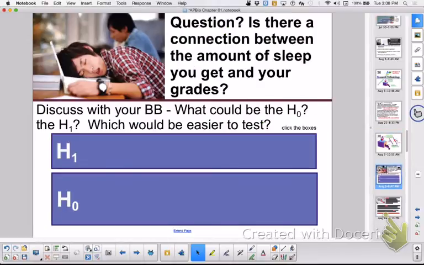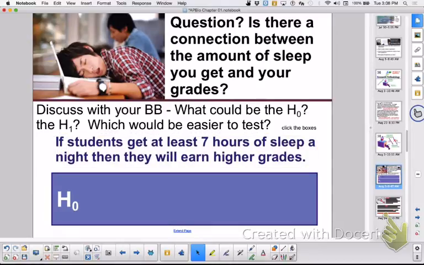So we jumped in and we asked the question, is there a connection between sleep and grades? And if you're writing an H1 hypothesis, a research hypothesis, you're going to say that there what? Is a connection. What might that connection be? What would you assume the connection would be? If I get more sleep, I will what? Get better grades. Okay? But we said that's a hard experiment to control, right? Because there's so many other factors.